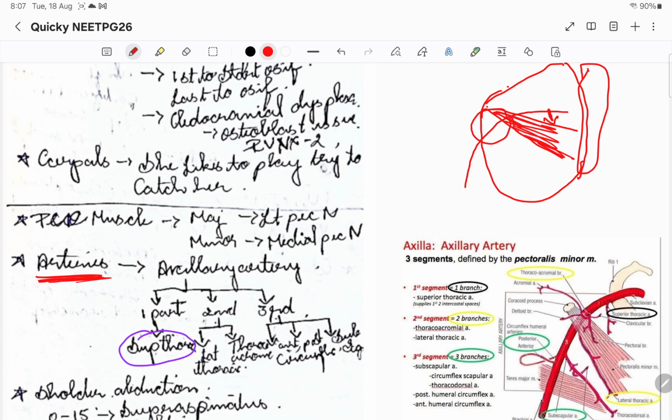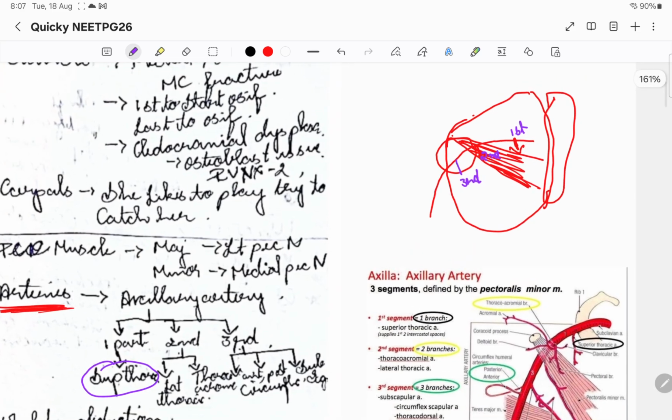Beyond that is the second part. This is the first part, and this is the third part. The first part gives one branch, the second part gives two branches, the third part gives three branches. Okay, this is a first year chapter. Please don't forget this. This is very important.